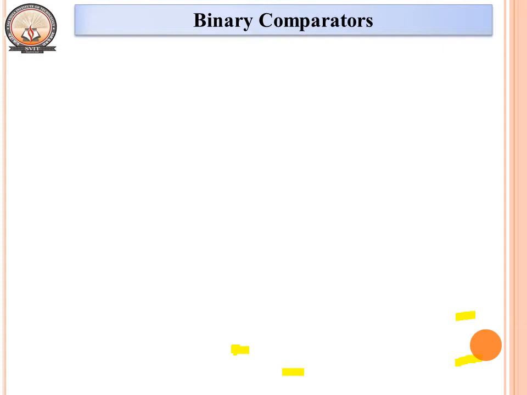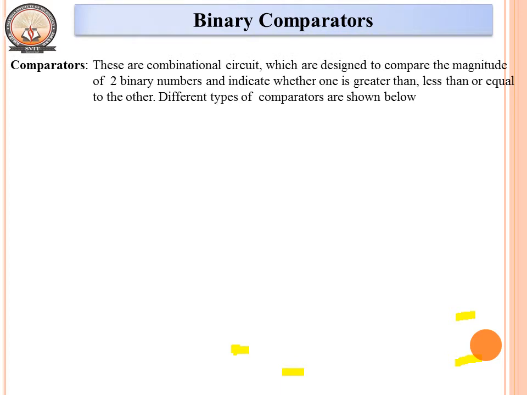A combinational circuit is a device wherein the output at any instant of time depends only on the present value of the input. So here we'll take two numbers, find their magnitude and try to compare them. Mainly we will have two inputs, A and B, and three outputs. Whenever you compare two numbers, there are three possible outputs: less than, greater than, or equal to.